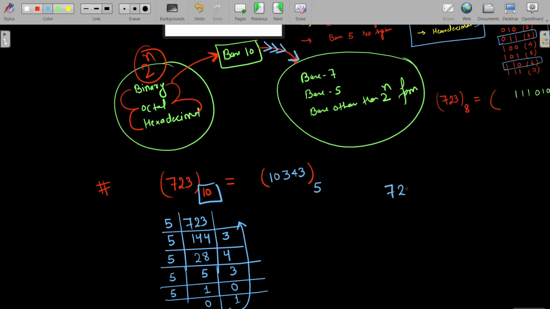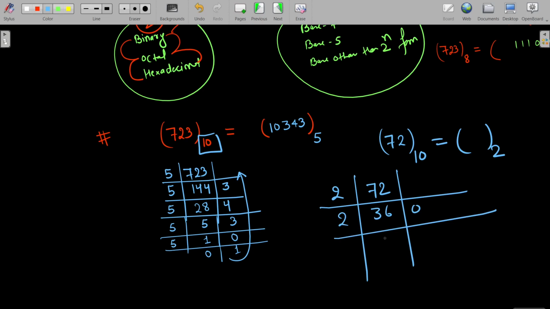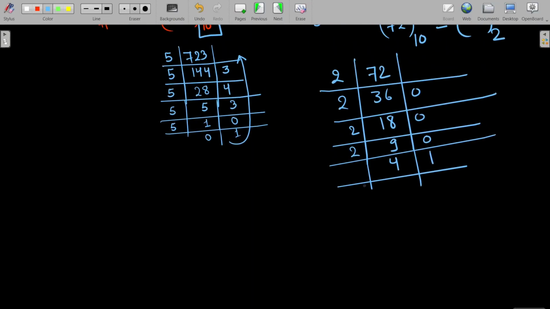Suppose we have to convert 72 from base 10 to base 2, so we have to follow the same rule. We should divide this 72 by the base 2, so it is 36, the remainder should be 0. Again 2, 18, the remainder should be 0. 2, 9, the remainder should be 0. Then 2, 4 times, the remainder should be 1. 2, 2 times, the remainder should be 0. 2, 1 time, the remainder should be 0. And then again 2, 0 times, and the remainder should be 1.